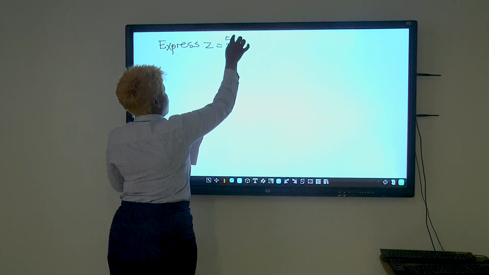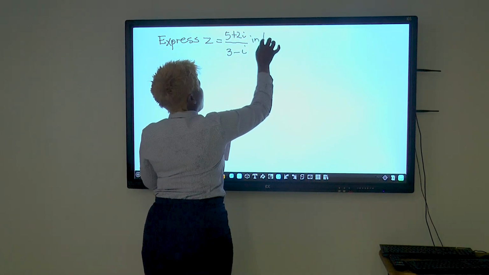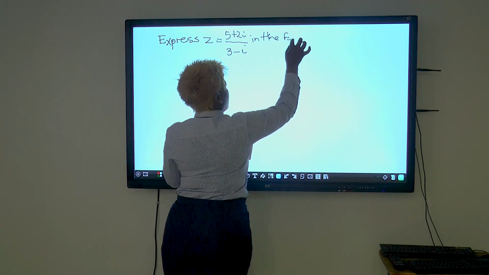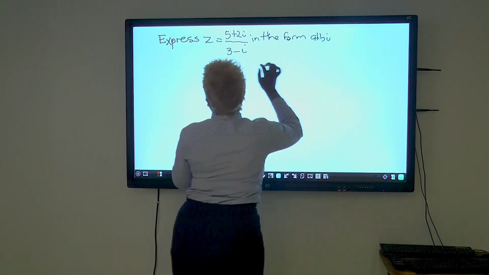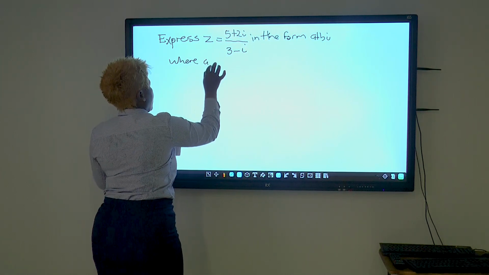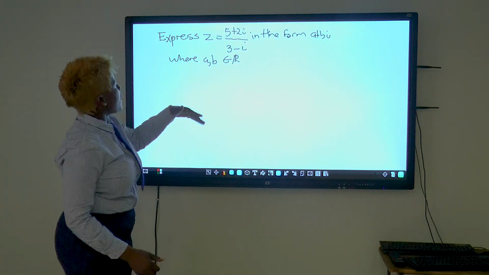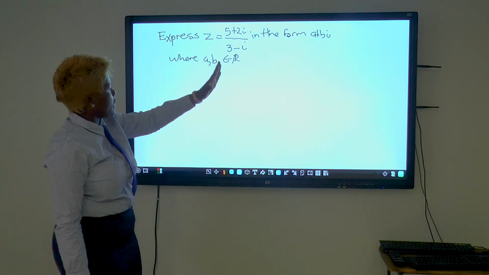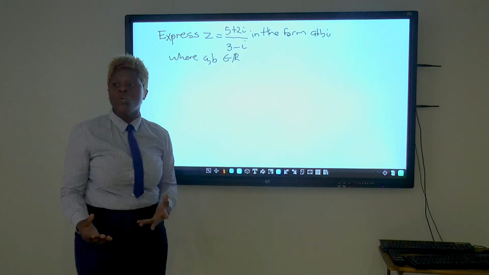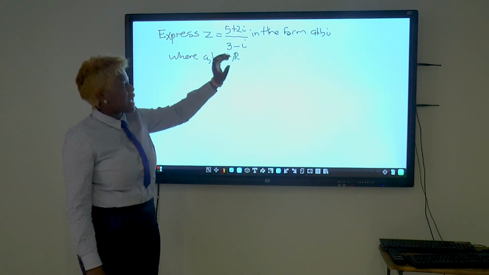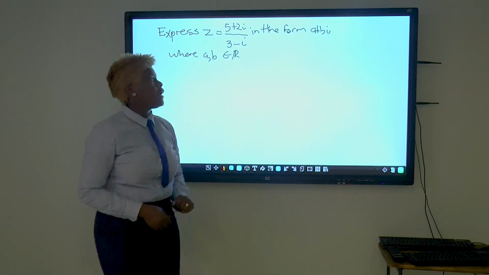Z is equal to 5 plus 2i over 3 minus i, in the form a plus bi, where a and b are elements of real numbers. We want to express this one in the form a plus bi, and we are doing division. As I stated earlier, when you are dividing, you should multiply both the numerator and the denominator by the conjugate of the denominator. Here is how we do it.